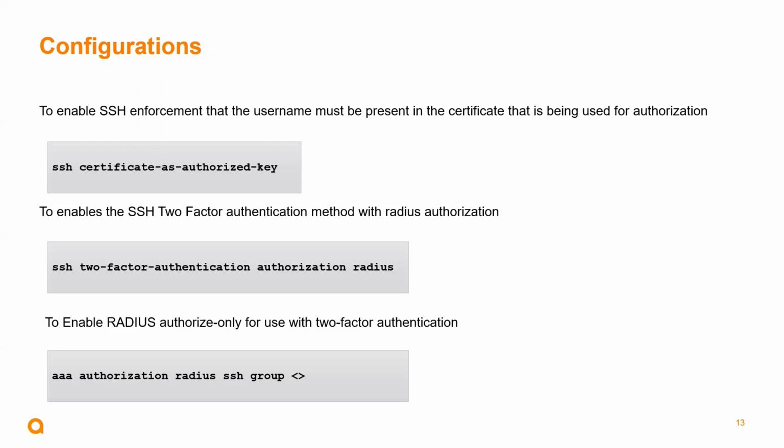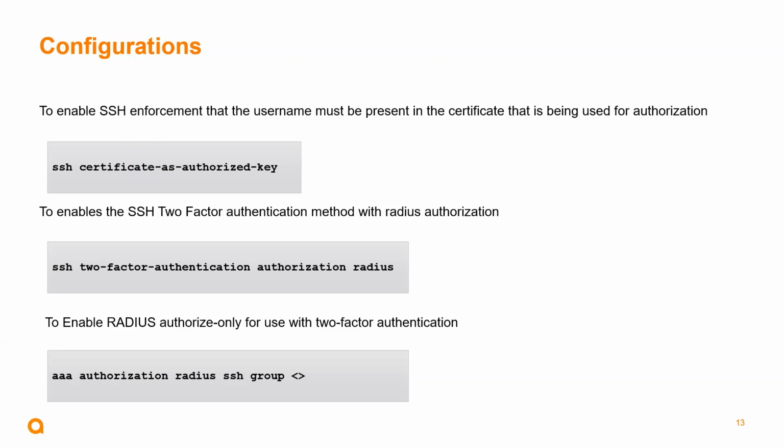The SSH server will check for the username in the certificate's common name or the subject alternate user principal name for a match. Next comes the SSH two-factor authentication authorization radius CLI. This enables the selected SSH two-factor authentication method. First, the X509 certificate is presented by the switch's authenticated user. So when the authorization radius parameter is specified, instead of prompting for a password, the SSH checks only for authorization with the remote RADIUS server. The local user is not required here.